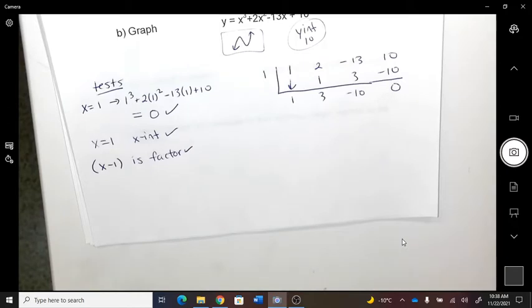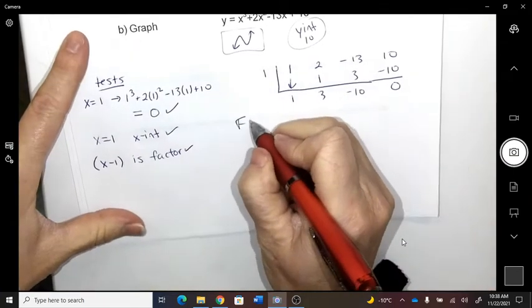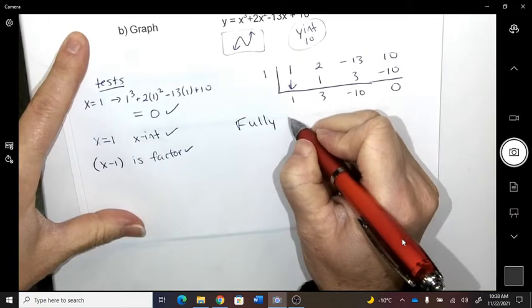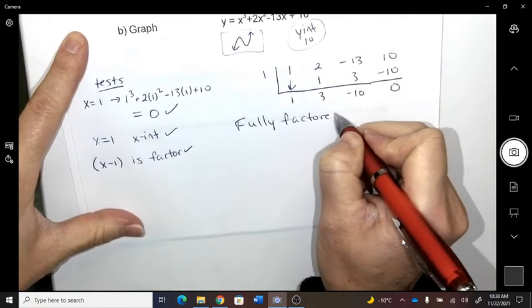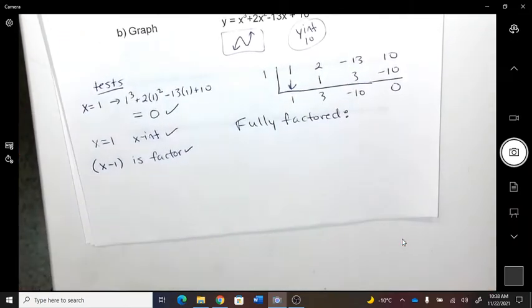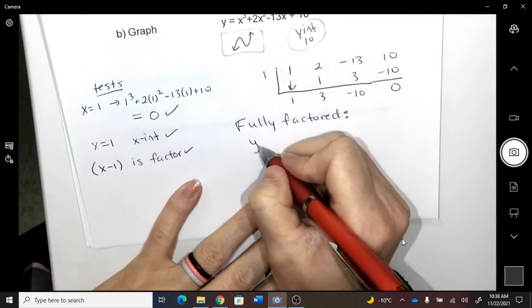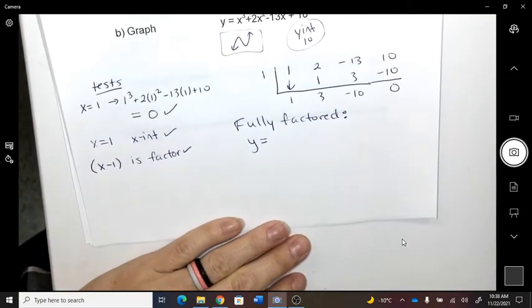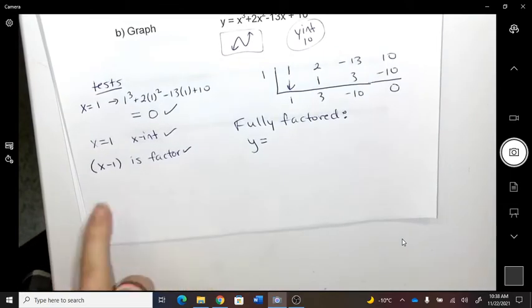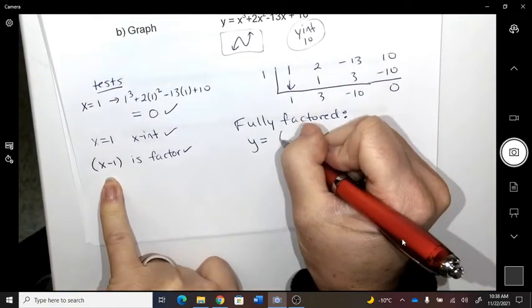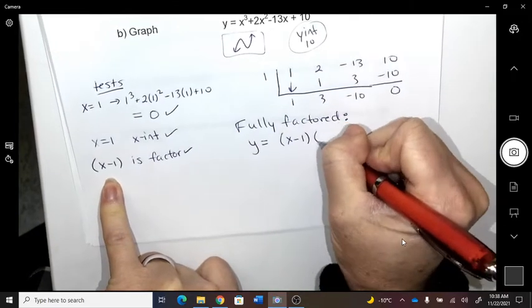Okay, so this said to graph, but I might also ask this, can you write this in fully factored form? This might be a question on your test, fully factored. Can you write me a fully factored equation? So y equals, what's the first factor? X minus 1, please don't forget it.